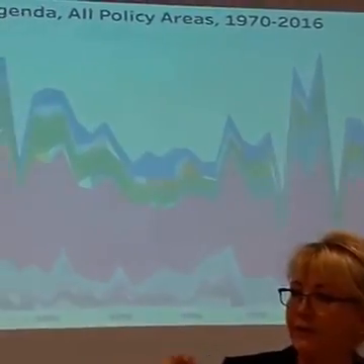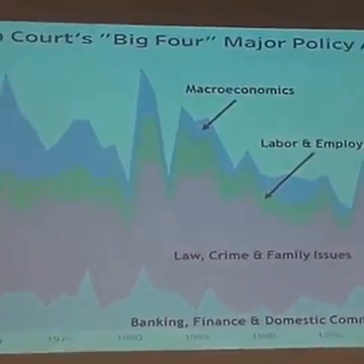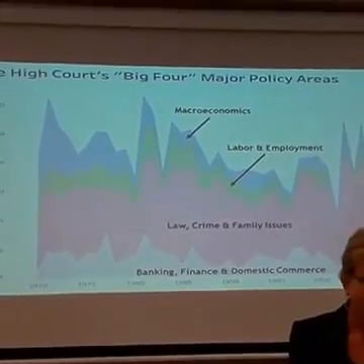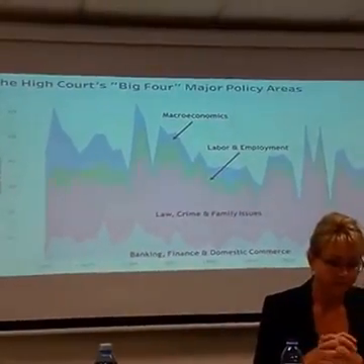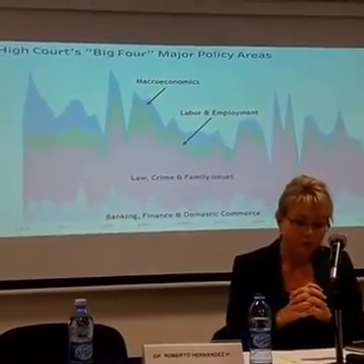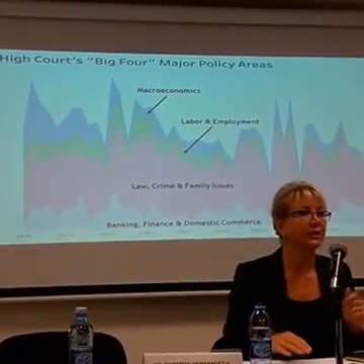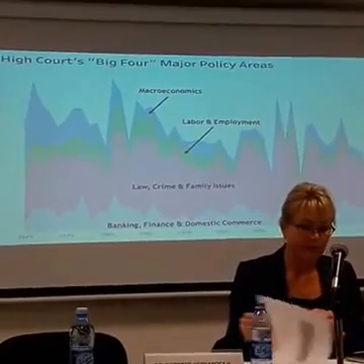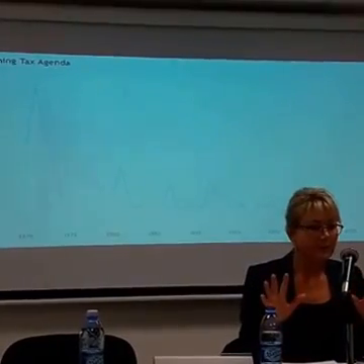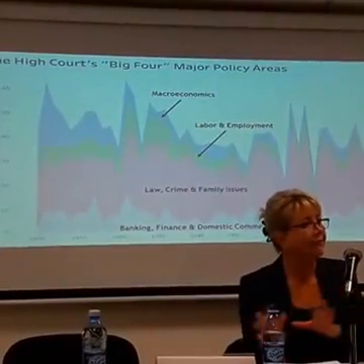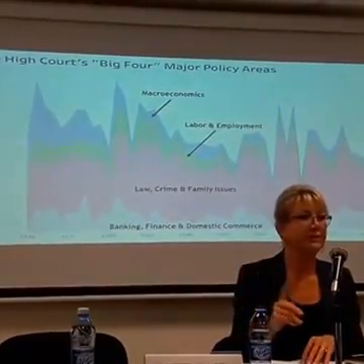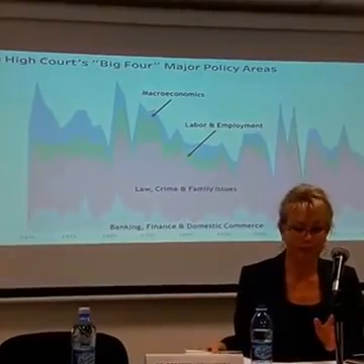So what I did on the next slide is remove all of the small areas. And here we can see over time how those 4 main policy areas, law and crime, banking, labor, macroeconomics, have played out over time. And this really is the lion's share of the court's agenda. Now, if you look, you can see that there are some issues that have fallen off of the court's agenda and some that have taken over more space on the court's agenda. And so what I want to do next is highlight a couple of issues where that's the case.